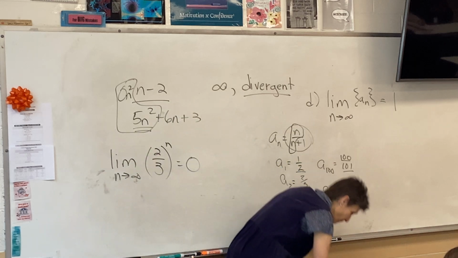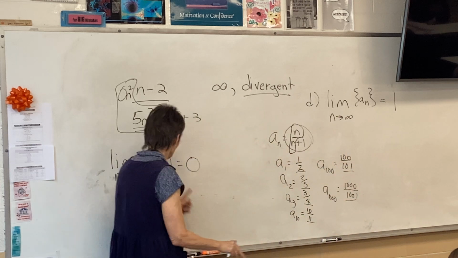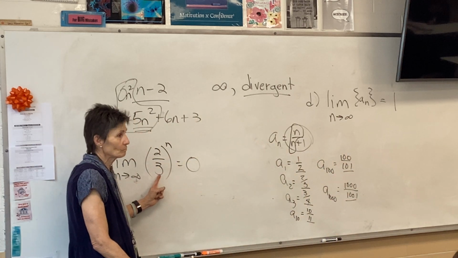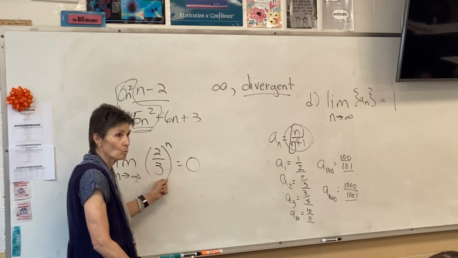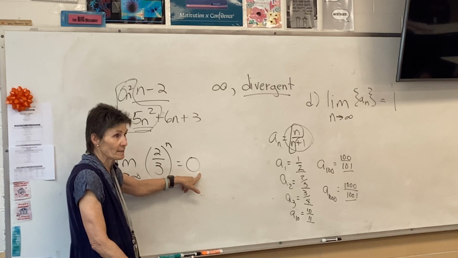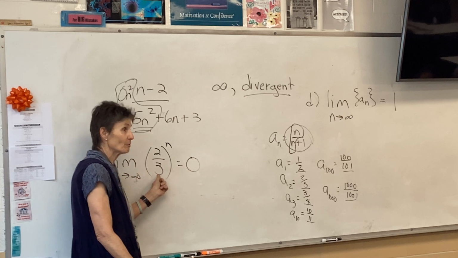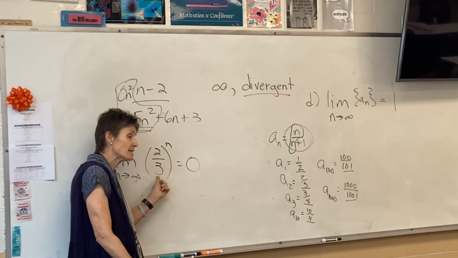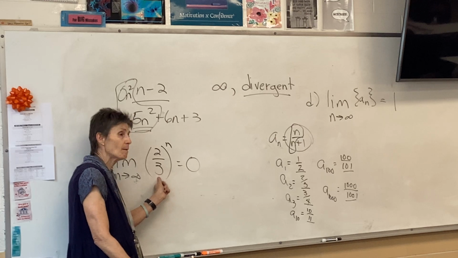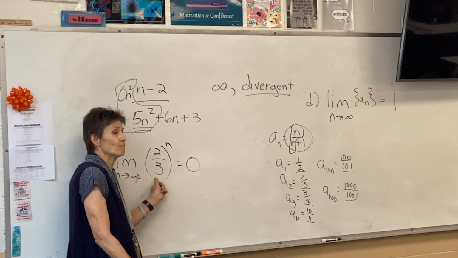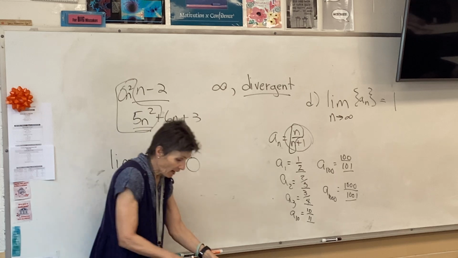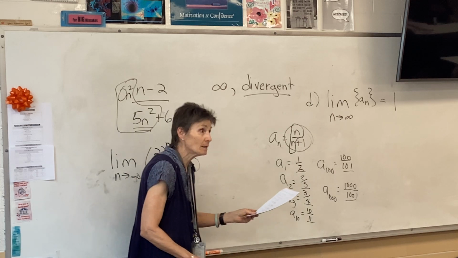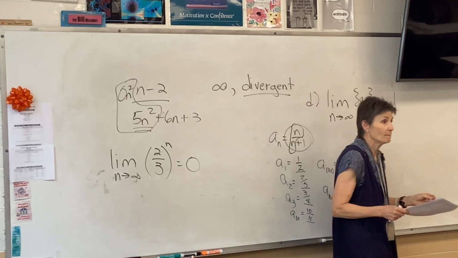In general, try to remember this. If you have a number less than 1, every time you multiply it, you're going to get a smaller answer. If this number is less than 1, the limit is always going to be 0. It doesn't matter if that's a 3/4, a 7/8, a 9/11. If that number is less than 1, every time the limit's going to be 0. Every time.